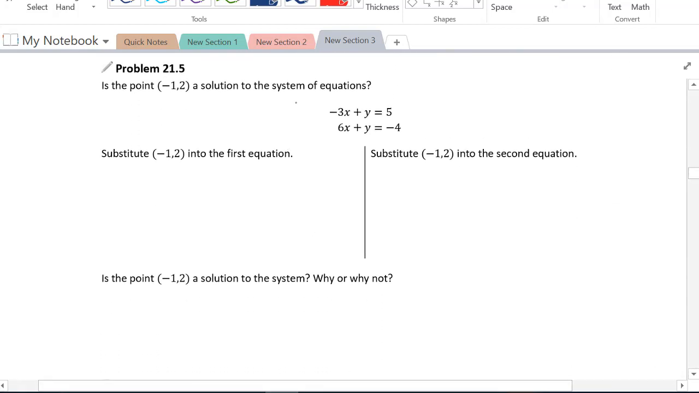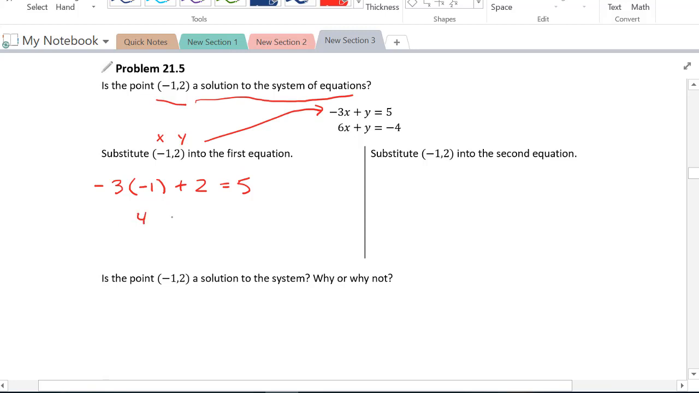Okay, so now they're asking you to check. Now they're saying, well, is -1, 2 a solution to the system of equations? So now, same thing. We're going to take the first point. We're going to plug it in. Okay, that's our x and that's our y. So is it a solution? Well, we got to plug it into both equations. So the first equation is going to be -3 times -1 plus 2 equals 5, right? We're plugging it into the first equation.